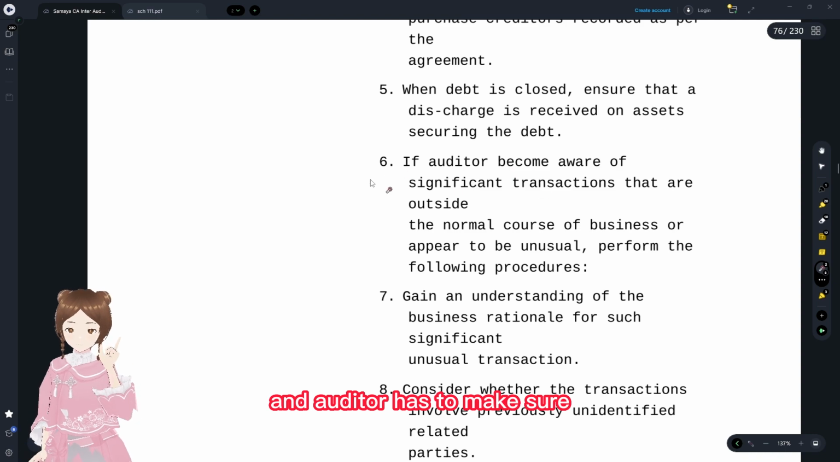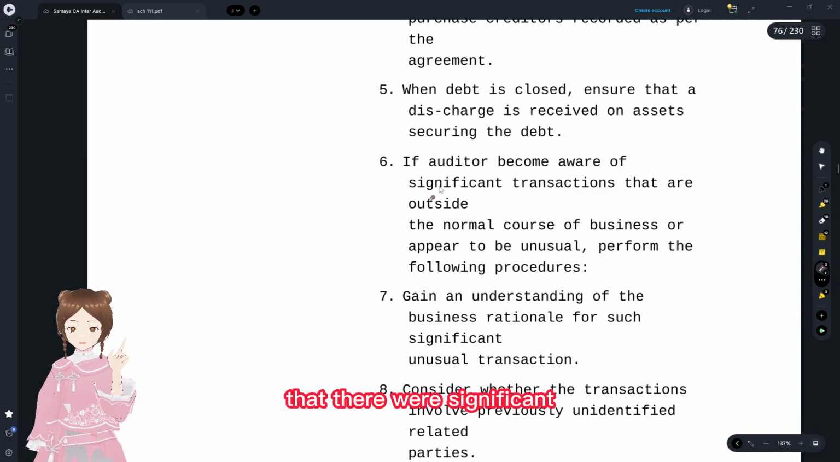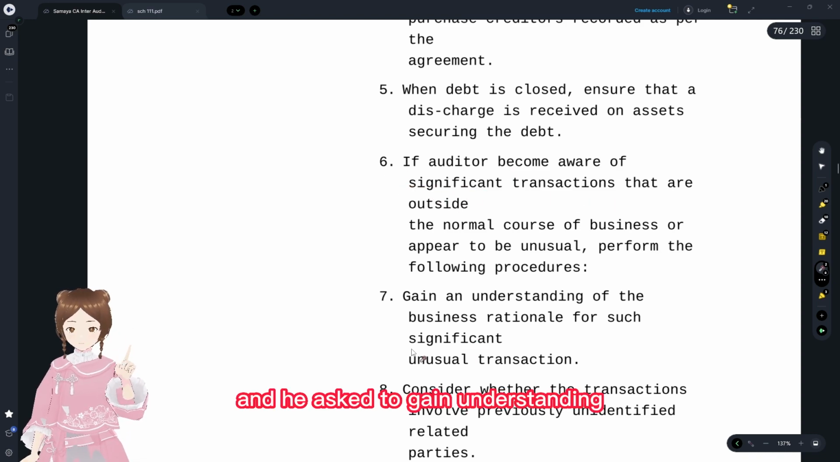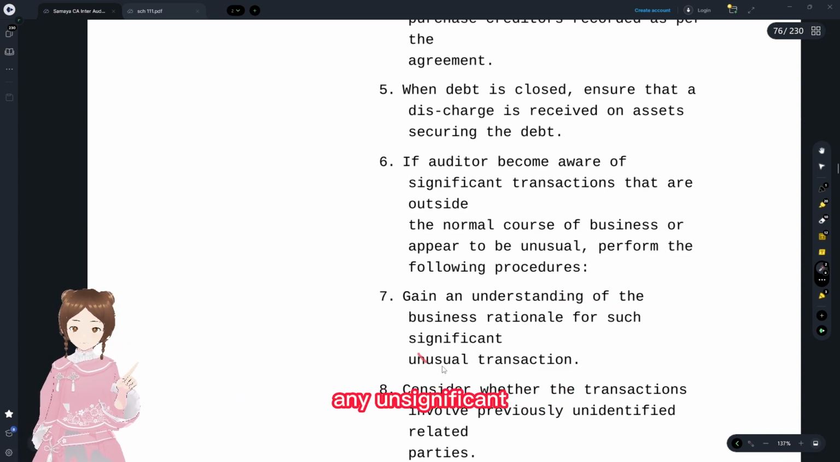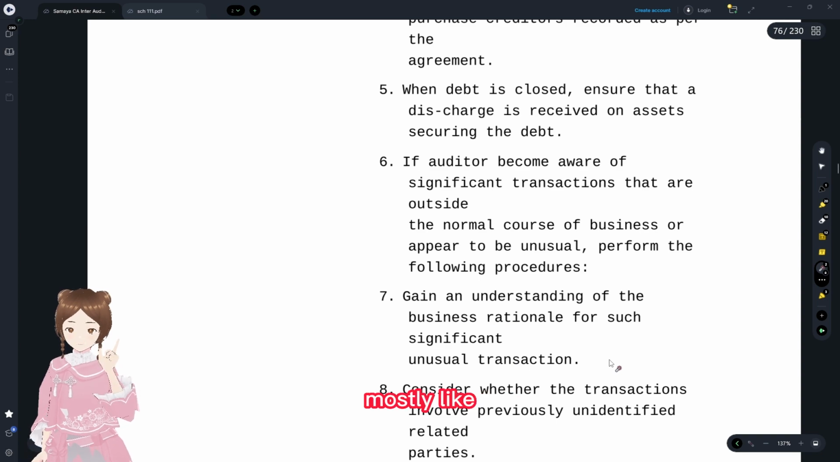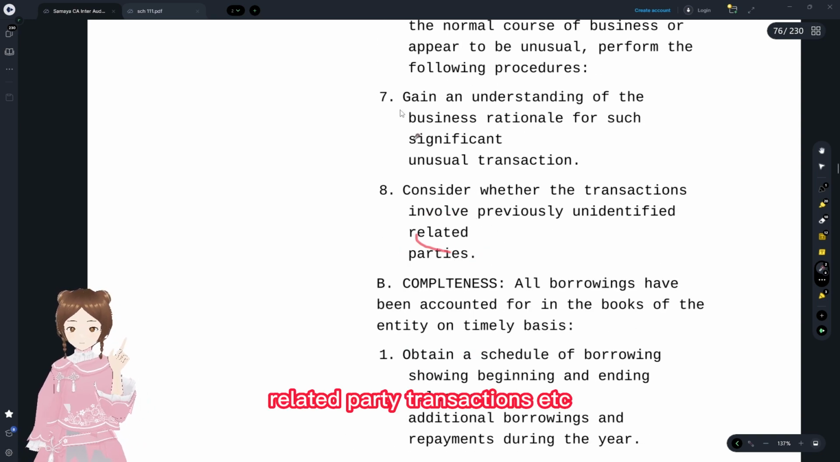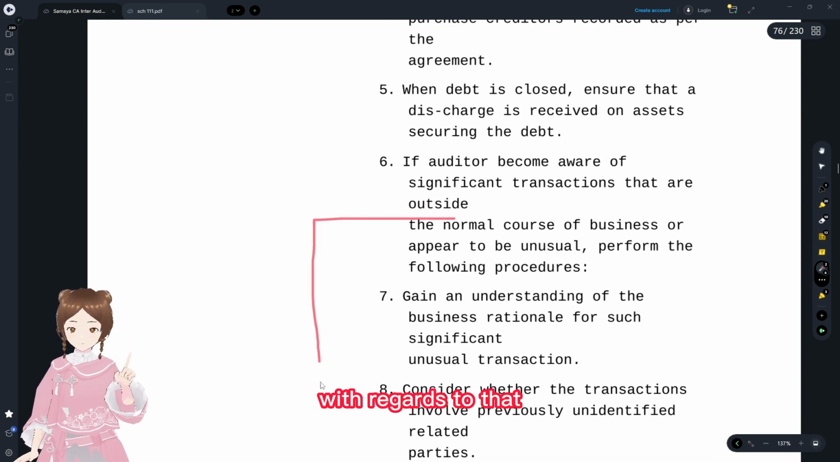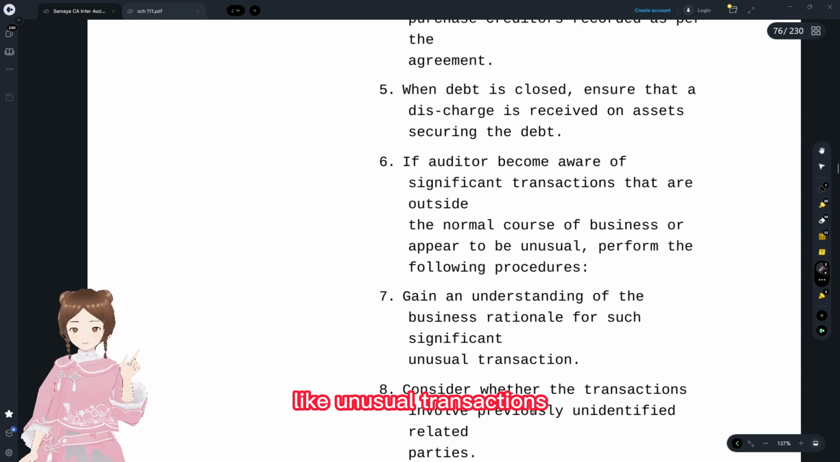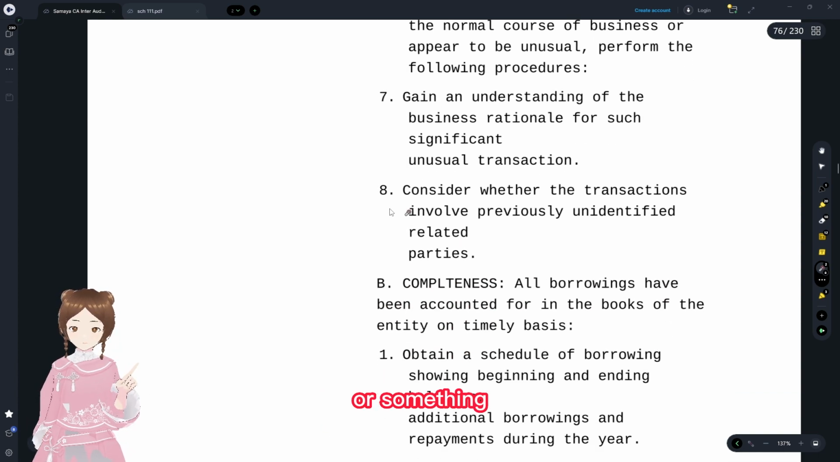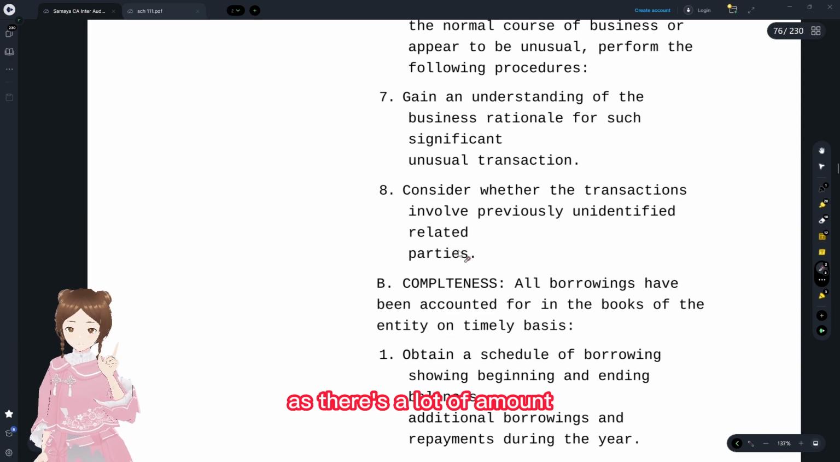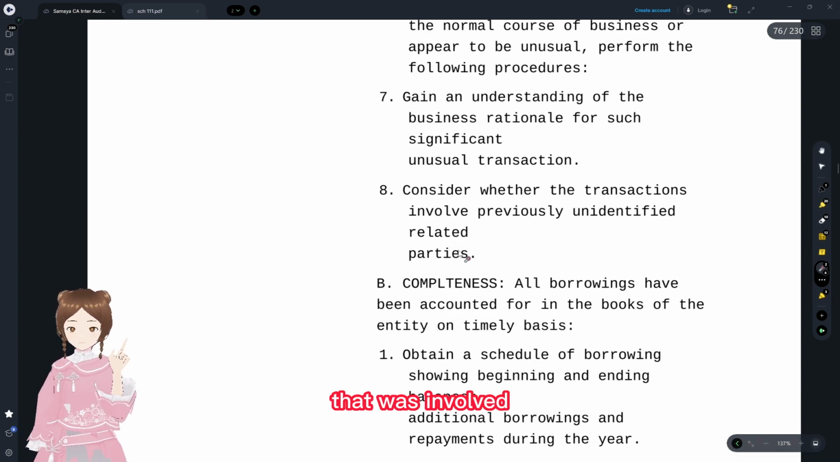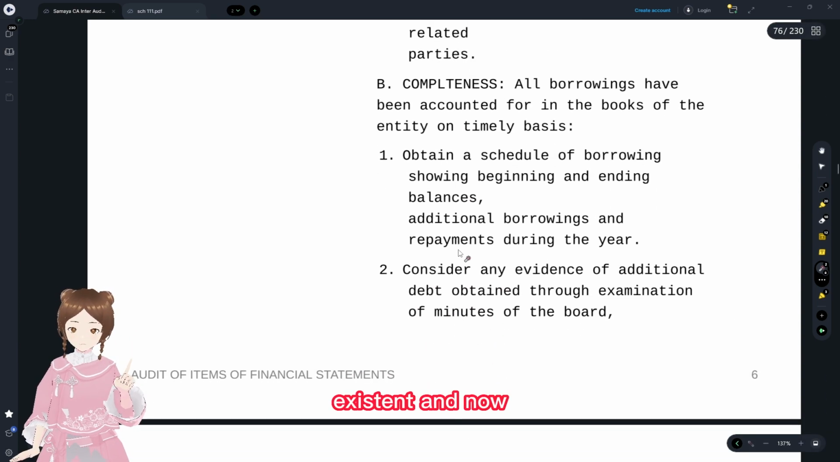And the auditor has to make sure that there were significant transactions, and he has to gain an understanding with regards to any insignificant or unusual transactions, mostly related party transactions, etc. There were three points with regards to that: unusual transactions or something related to party transactions, as a lot of amount was involved, and that is with regards to existence.